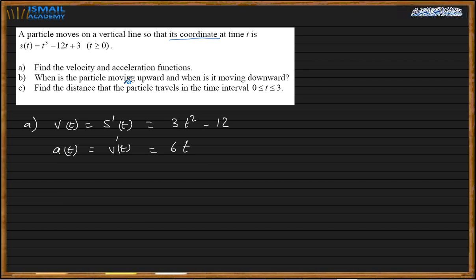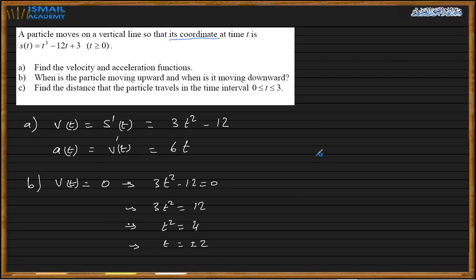Here they ask me when the particle is moving upward and when it's moving downward. So I need to do the derivative. I need to see the sign of the velocity. So I make v of t equal 0, which means that I will have 3t squared minus 12 equals 0. So I will have 3t squared equal 12. So t squared equal 4. If I take the square root, that means t will be plus or minus 2.